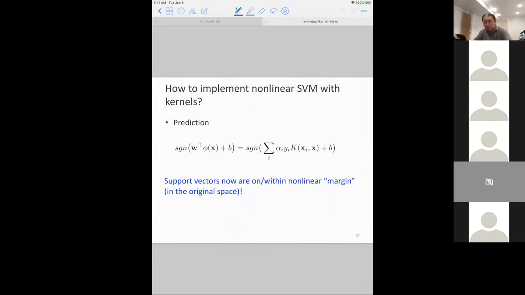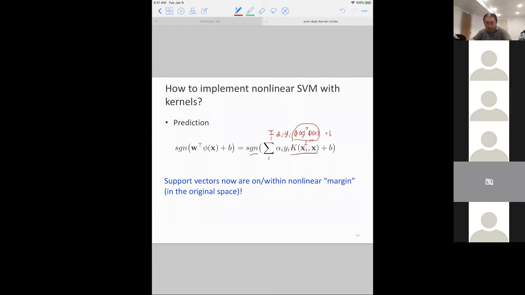During the prediction, because we substitute the linear combination representation for W, the prediction rule becomes the summation of alpha i, yi, and phi xi transpose phi x. We pass in the bias parameter and take the sign. But because the prediction also requires us to compute the inner product between the mapped feature vector and the mapped test input, we can replace this by the kernel function as well, the same kernel function. Then we finish the prediction.